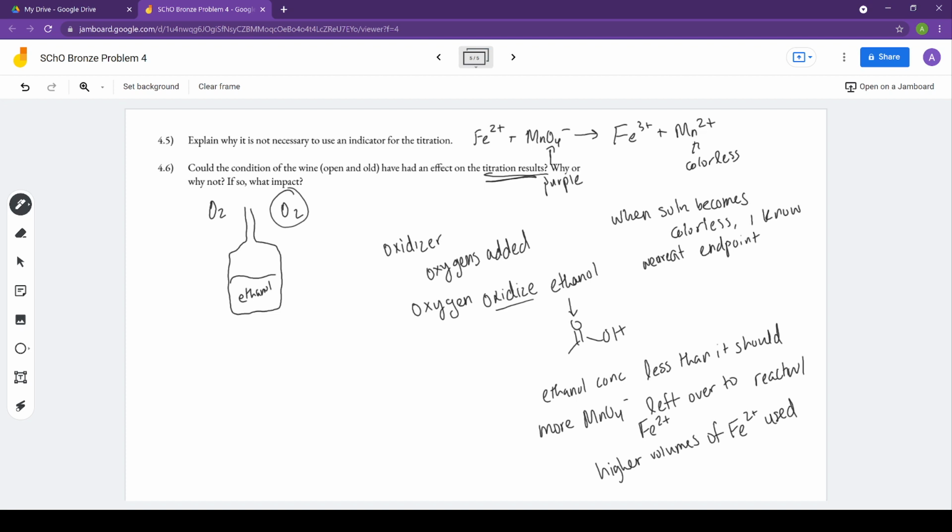That means more permanganate is going to be left over to react with our titrant in our titration, the ferrous sulfate. And that means more ferrous sulfate is going to be used. Higher volumes of our Fe2+ will be used. And so our titration results are going to show higher milliliters. Like we had 11.7 milliliters being used, we're going to have higher numbers than that if the wine was old and left to the environment.